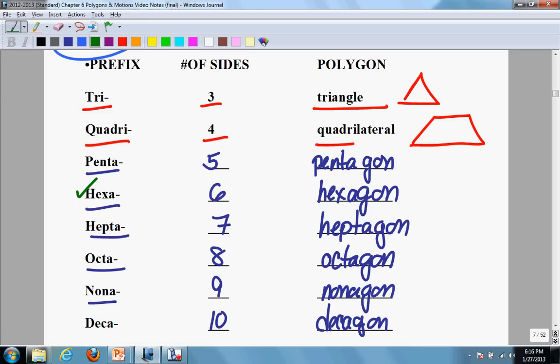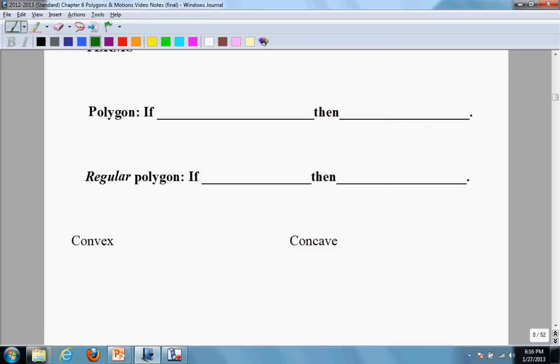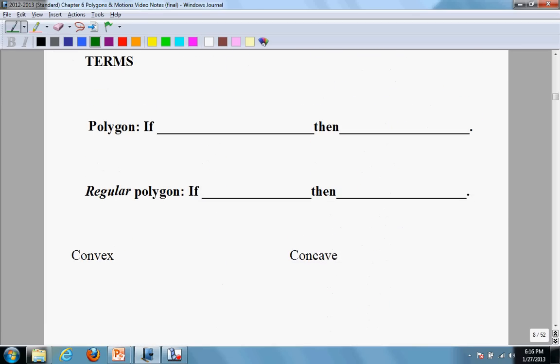Let's take a look at the next page. So a polygon is a many-sided shape. So if you have a many-sided shape, then you have a polygon.